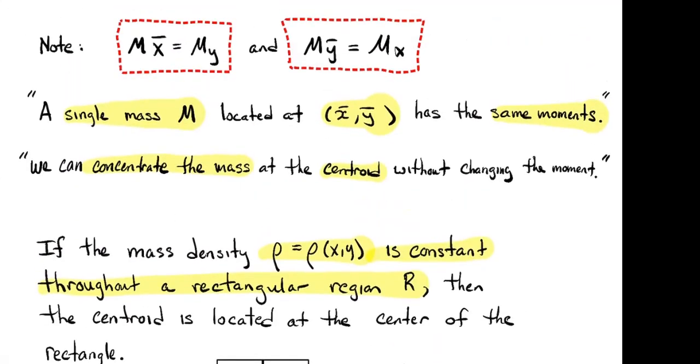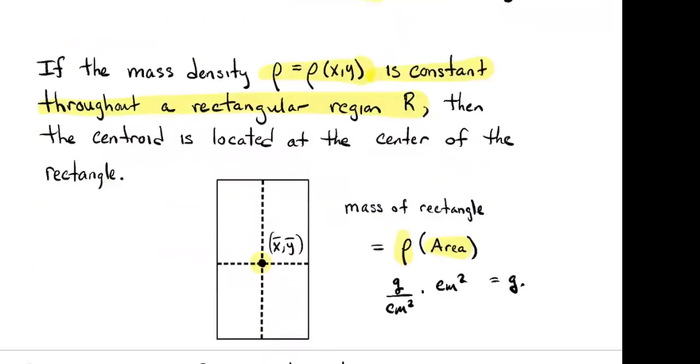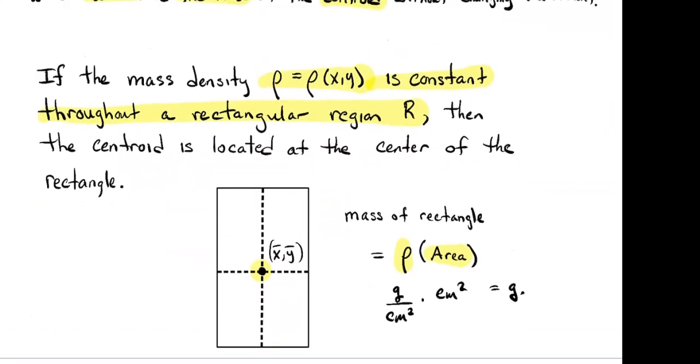What equations am I talking about? These lower red box ones, that when you take the mass times the coordinate of the centroid, x or y, you get the appropriate moment. So I just want to write that down here in the context of this rectangle.